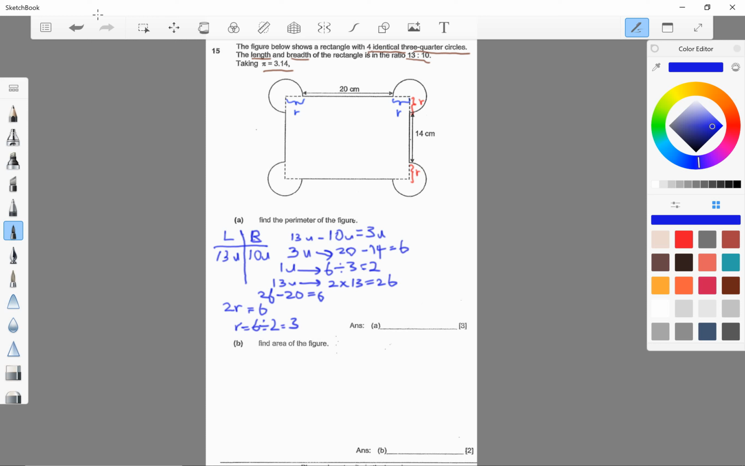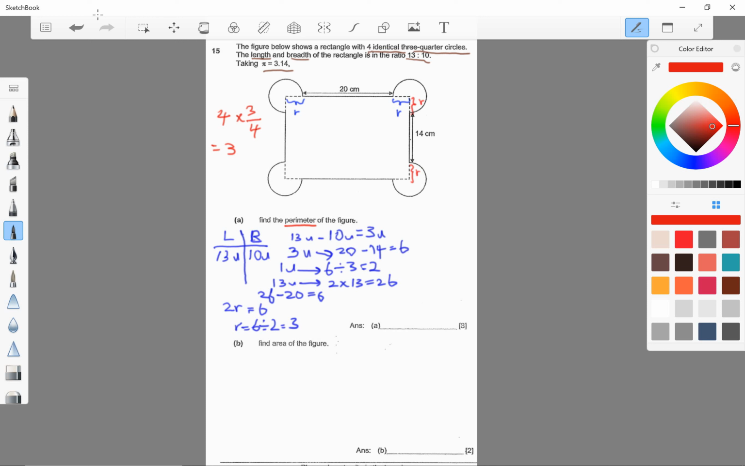So if we look carefully, there are 4 3/4 circles. So what this actually means is that 4 times 3/4 of a circle will lead us to 3 whole circles, 3 complete circles. And in this case, since we are looking for perimeter, we got to be looking for the circumference.